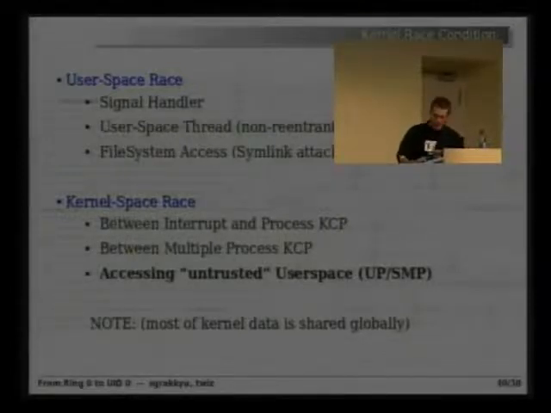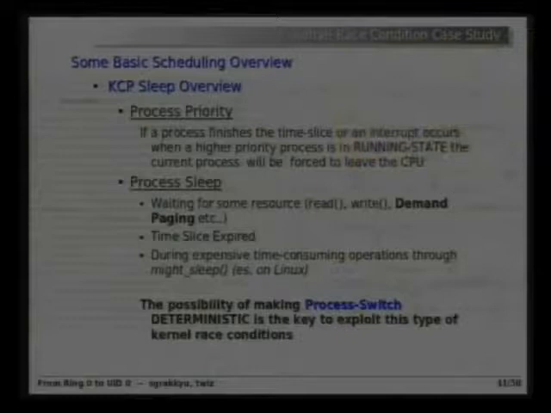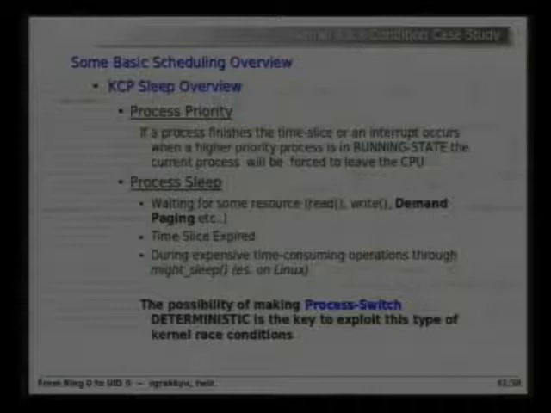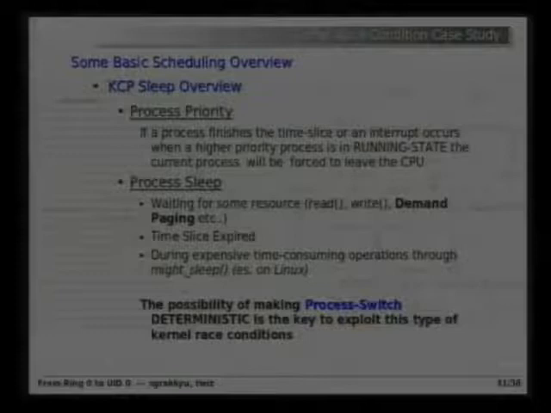Some basic knowledge about scheduling and memory management is needed to better comprehend the rest of the slides. The key concept is that we can exploit a race condition if we make the process context switch deterministic. We can make it deterministic with respect to the time and to the place.